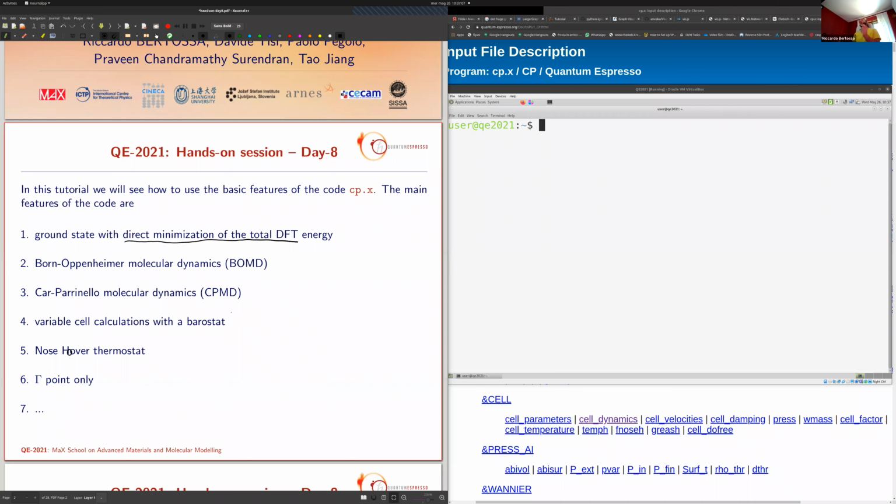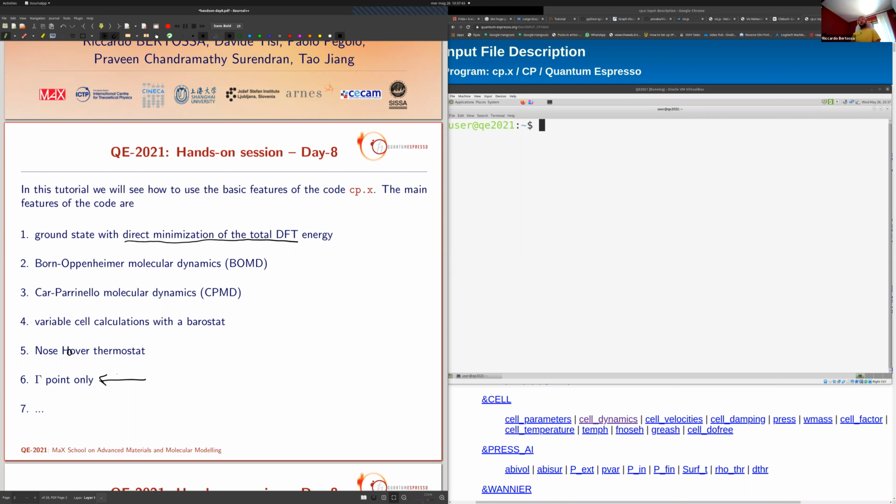Then it is possible, but we are not going to cover this in this tutorial, to do variable cell calculations. That is, you let the cell become dynamical coordinates, so you can fix the pressure and simulate the system at a given pressure. Then the Nose-Hoover thermostat, that we are going to use to equilibrate the system at a fixed temperature.